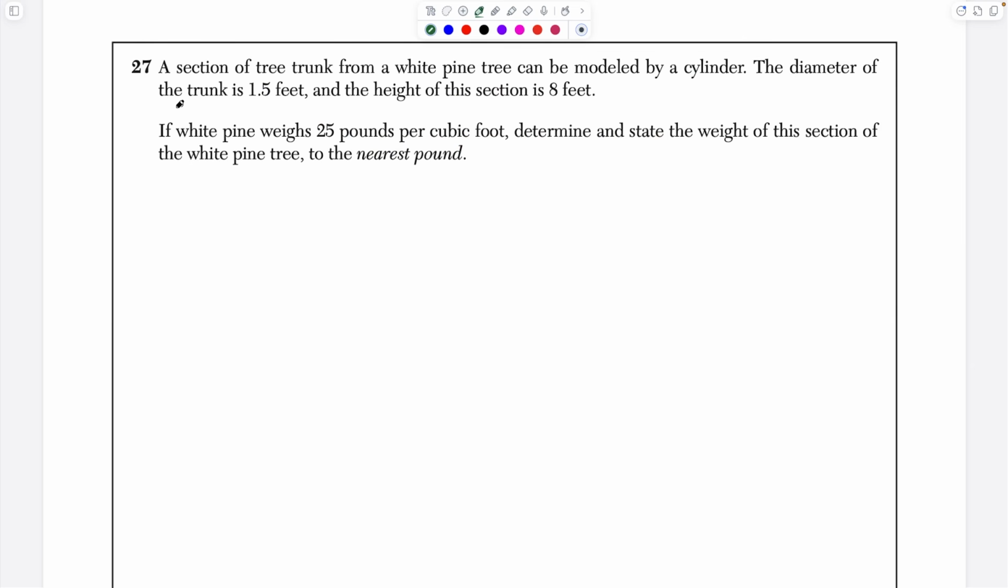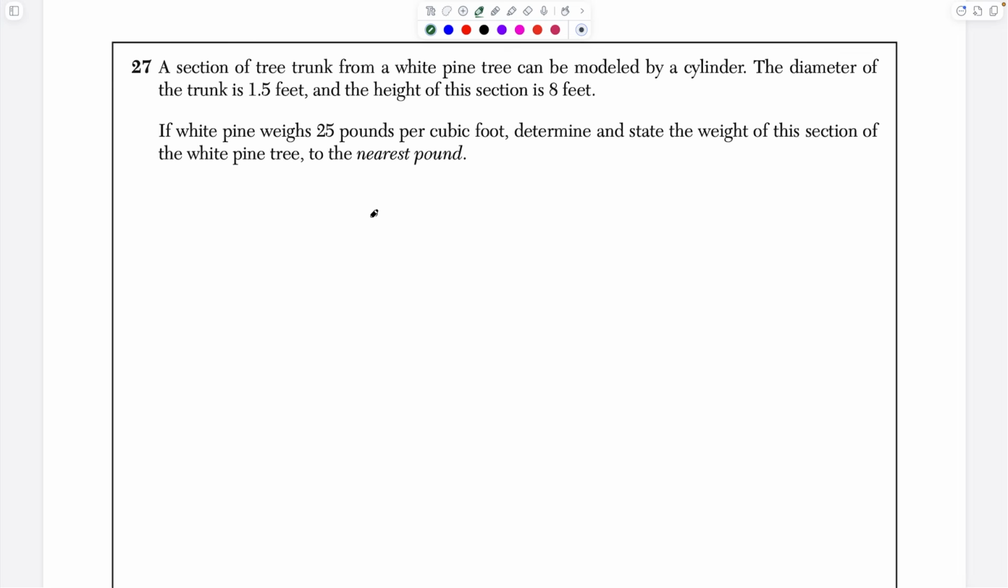Question 27, a section of tree trunk from a white pine tree can be modeled by a cylinder. The diameter of the trunk is 1.5 feet, and the height of this section is 8 feet. If white pine weighs 25 pounds per cubic foot, determine and state the weight of this section of the white pine tree to the nearest pound.